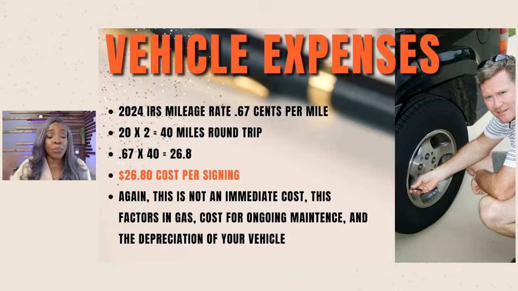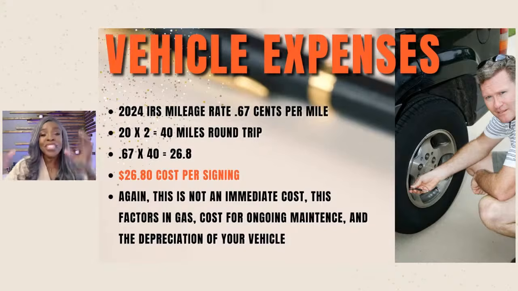So let's say that we've got a loan signing that is 20 miles away from us. So it's 20 miles there, 20 miles back. That is 40 miles round trip. So when you multiply 40 miles by 67 cents per mile, that comes up to $26.80 as your cost for your vehicle expenses.